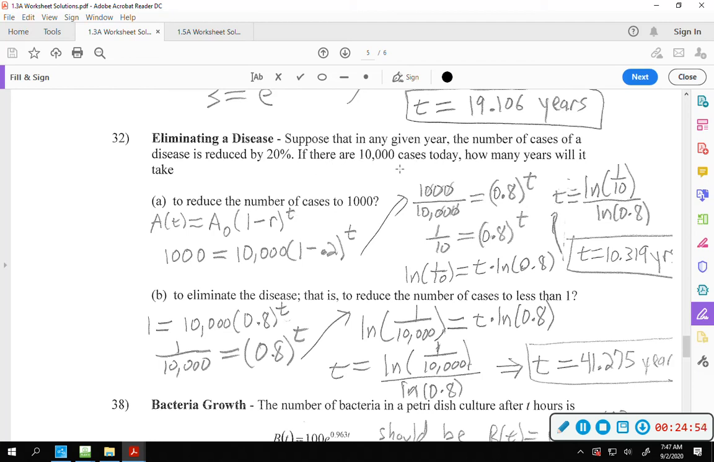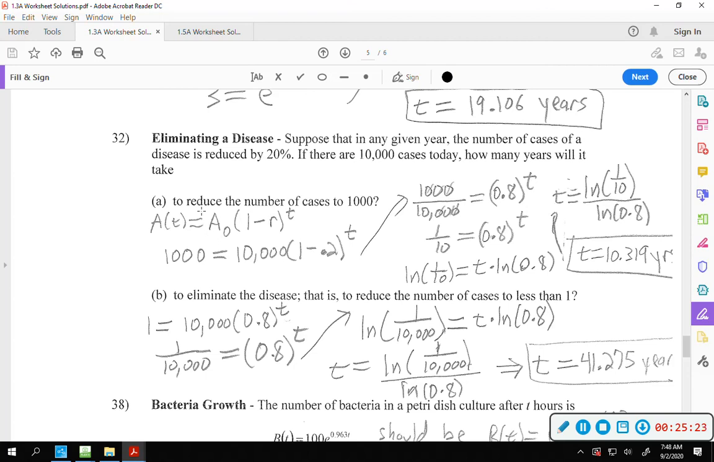Suppose that in any given year, the number of cases of disease is reduced by 20%. If there are 10,000 cases today, how many years will it take to reduce the number of cases to 1,000? Well, really, it's 1/10, right? So here it is. Now I'm reducing. The only difference in the formula is if it's an exponential decrease problem, it's 1 minus the rate. If it's an exponential increase, it's 1 plus the rate.